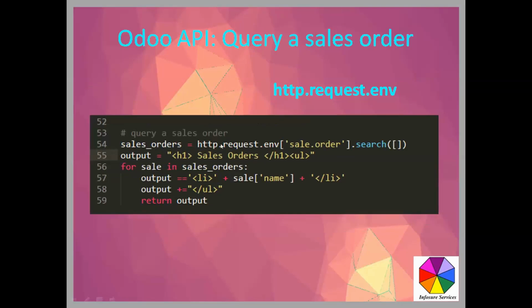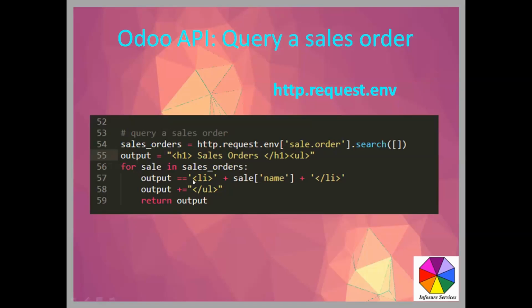Sales orders, we can say http request env sales.order. So sales.order: sale is a module, the sales module, and order is your object, like person. So this is a sales order, and this is a standard method with which you will access the object, http request env sale order. All sales orders will be fetched because we have not given any search criteria.